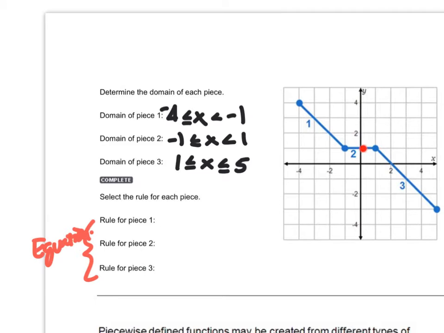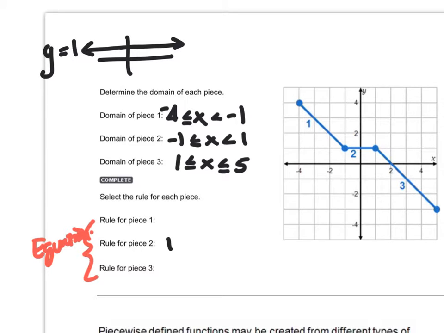It's a horizontal line. Do you guys know what function that is? The slope is 0, so it's a horizontal line, so it's going to be a constant. You guys know what that function is? It's not just x. That means it would have a slope. The rule for piece 2 is just 1. If you have the line y equals 1, then that's a function that goes through 1 on the graph. It's a horizontal line. Okay?